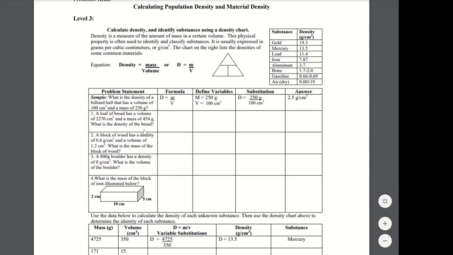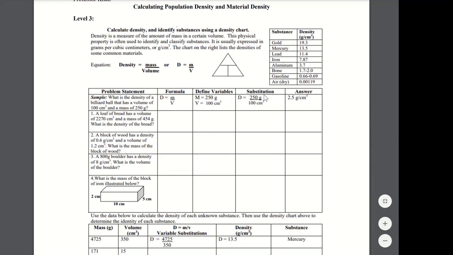Read each question carefully. I give you this table for a reason, right? Think about why this table is given. Some of the questions refer to this table. So first you write down the formula, then you write the variables. Define the variables just like we did in the examples. What's the mass, what's the volume? What's given? Substitute the variables into the formula.